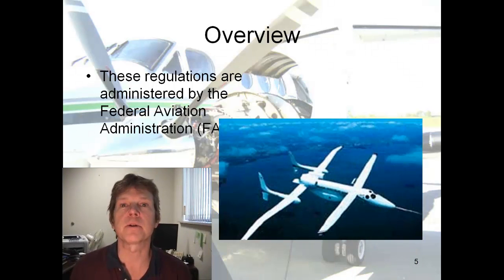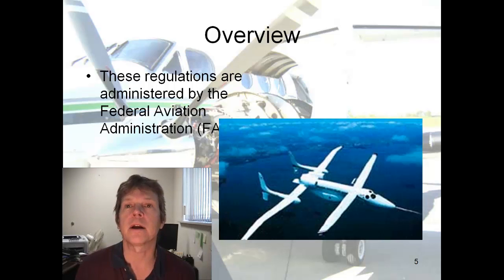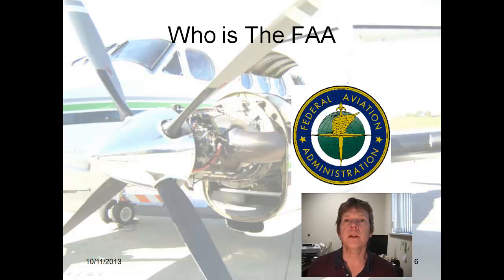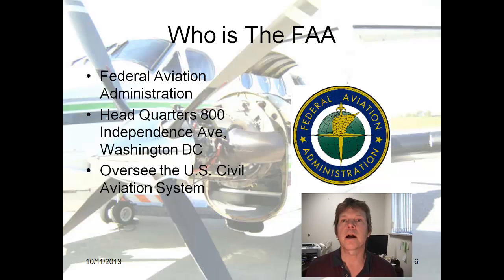These regulations are administered by the Federal Aviation Administration, and the FAA, they're kind of like the cops of the sky. They are headquartered at 800 Independence Avenue in Washington, D.C. Their offices are across the street from the Smithsonian Air and Space Museum, and they're the ones who have jurisdiction over the federal aviation system. The FAA governs everything from airports to rescue, air traffic control, maintenance, flight crew members, and the like.